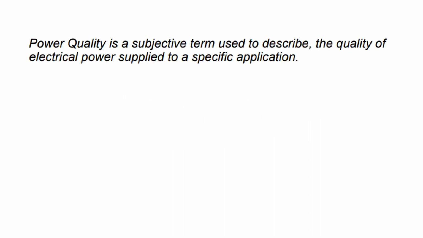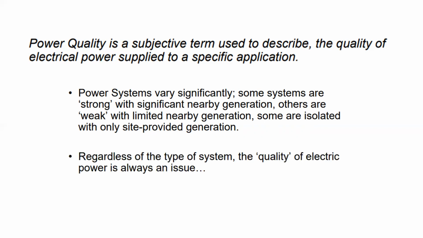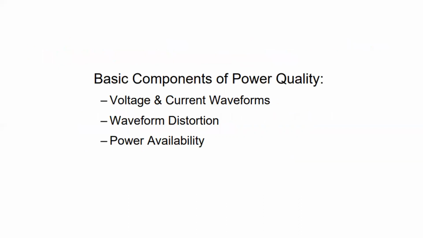Power quality is really a subjective term. It's used to describe the quality of the electrical power supplied to a specific application. Power systems vary significantly. Some systems are strong, quote unquote, with significant nearby generation. Others are weak with limited nearby generation, while some are simply isolated with only site-provided generation. Regardless of the type of system, the quality of electrical power is always an issue. The basic components that define power quality would be the voltage and current waveforms, any waveform distortion, and power availability.